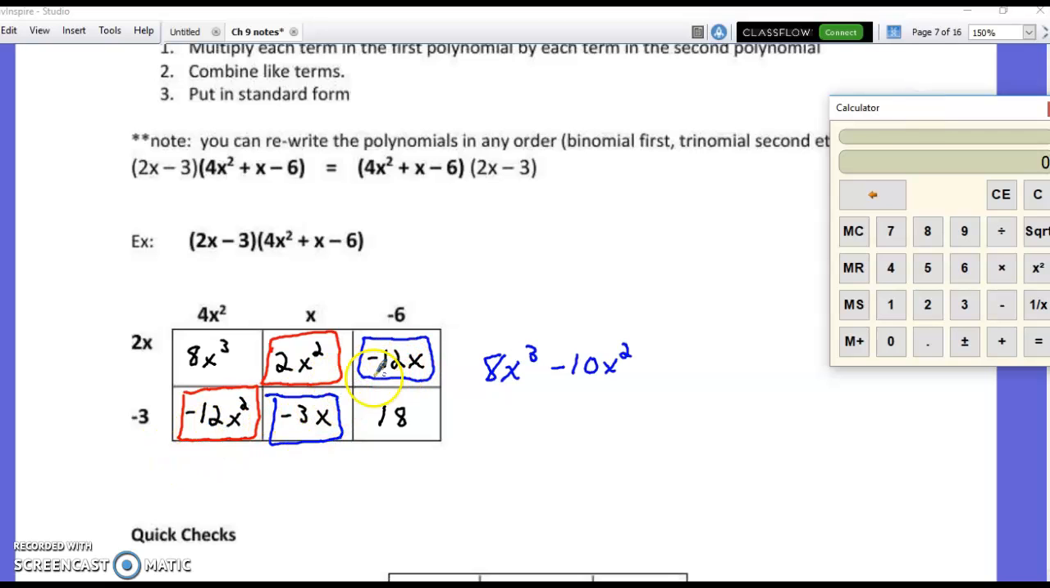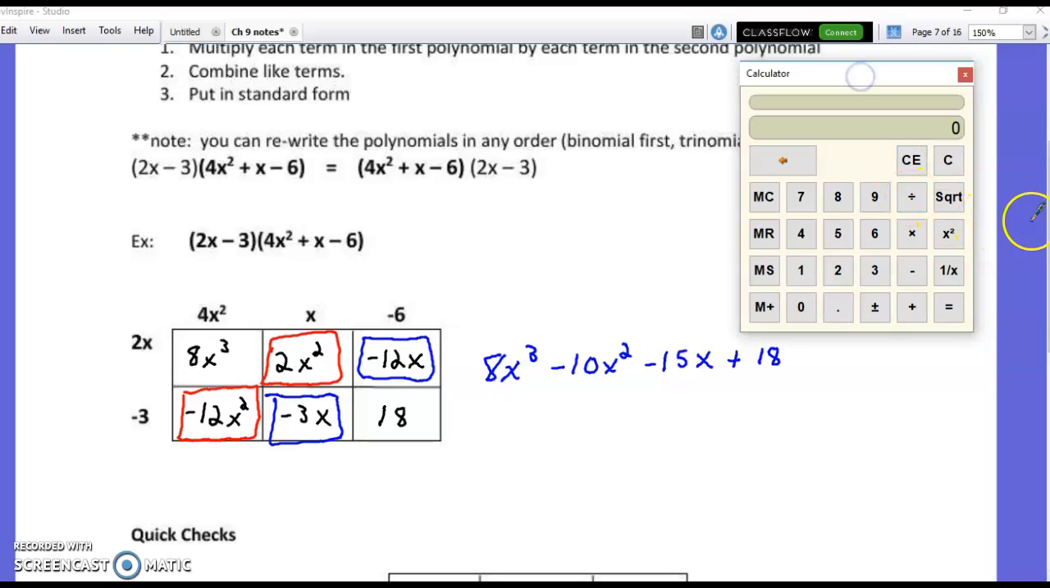So now I'm looking at these two, which are like terms. So a negative 12 plus a negative 3, or a negative 12 minus the 3. Use your calculator. That's going to give you a negative 15x. And then we have a positive 18 at the end. That would be the answer for that.